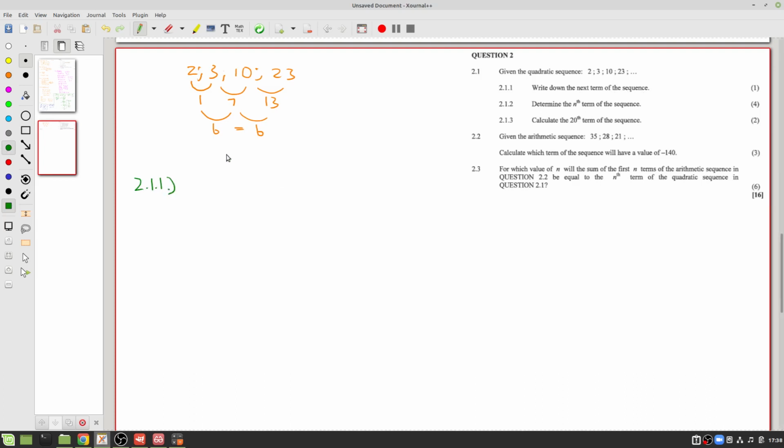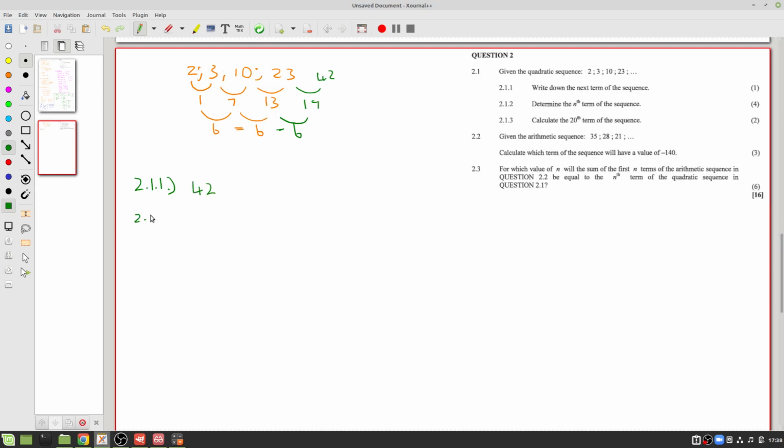The next term, okay, so we can just keep going with this pattern, right? We know the second difference is going to be 6 again, because it's quadratic. So 13 plus 6 will be 19. Then we add 19 to 23, and we get 42. So it'll be 42 for the next term.